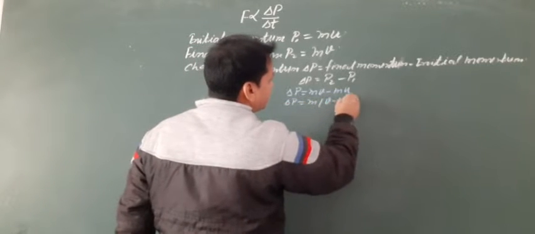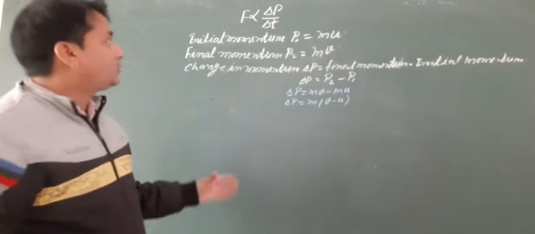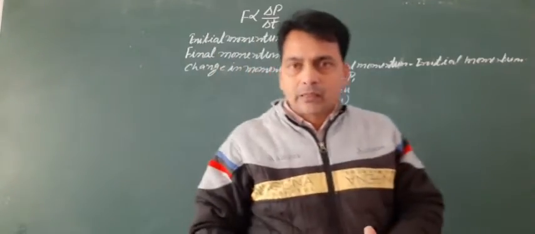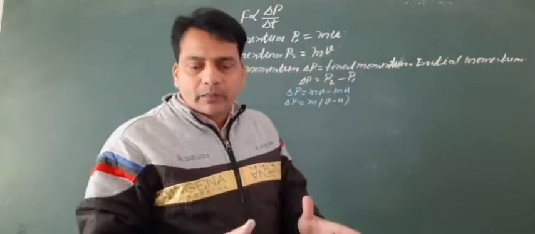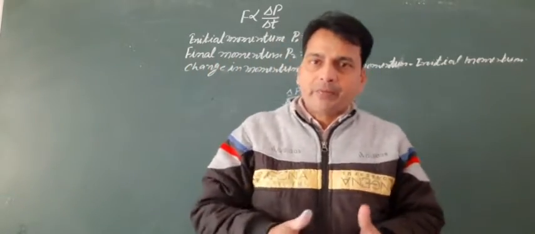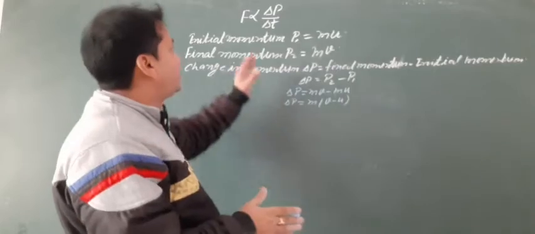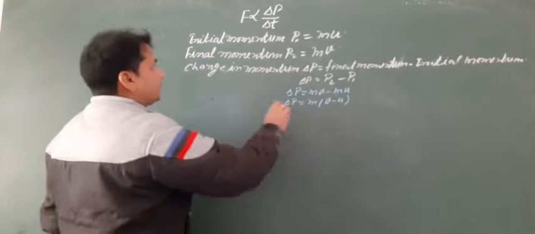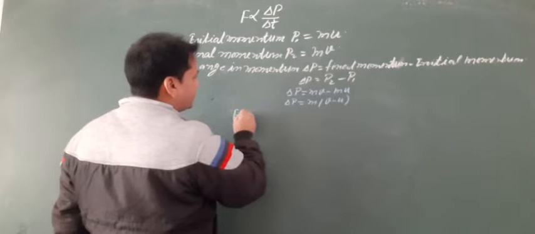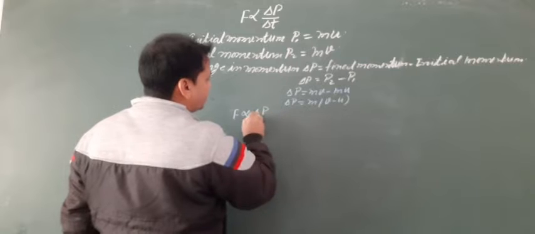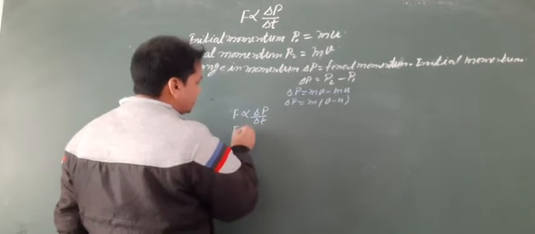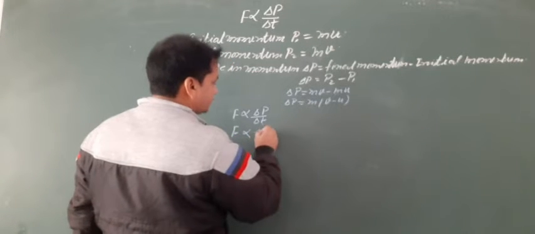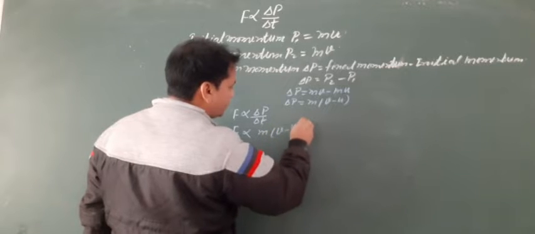m(v minus u). So according to Newton's second law of motion, as you know, the rate of change of momentum is directly proportional to the applied force. The applied force is F, and the rate of change of momentum is delta P by delta T. Then F is proportional to delta P by delta T. Then F is proportional to m(v minus u) by t.